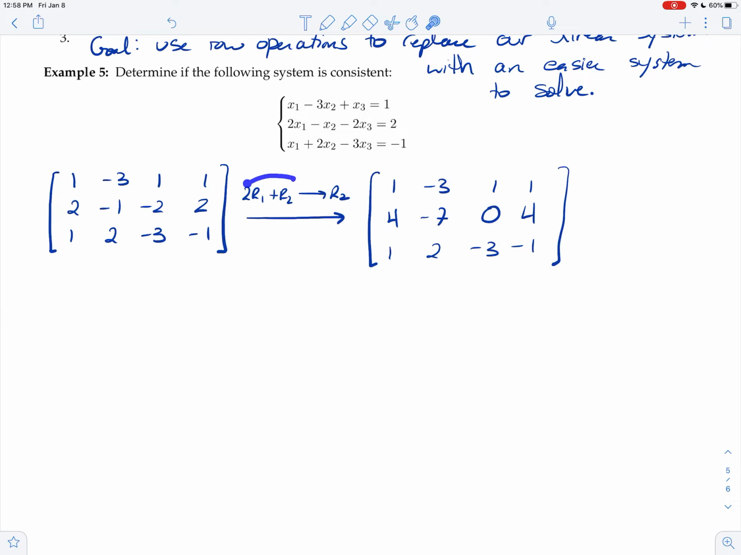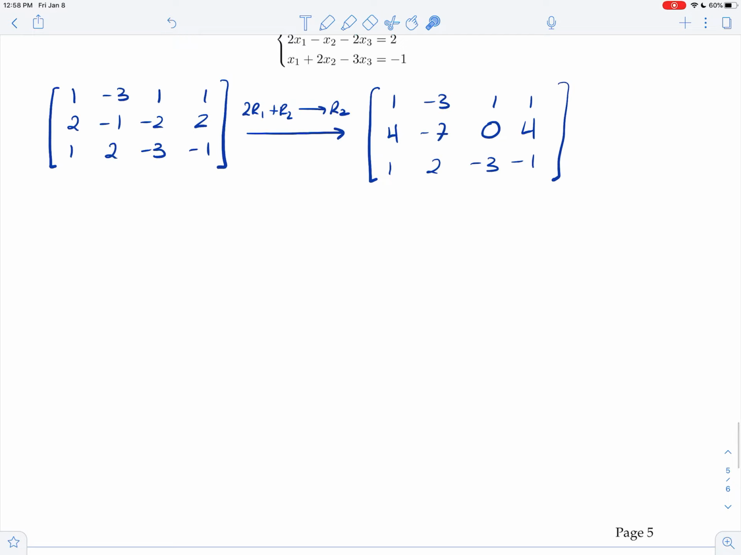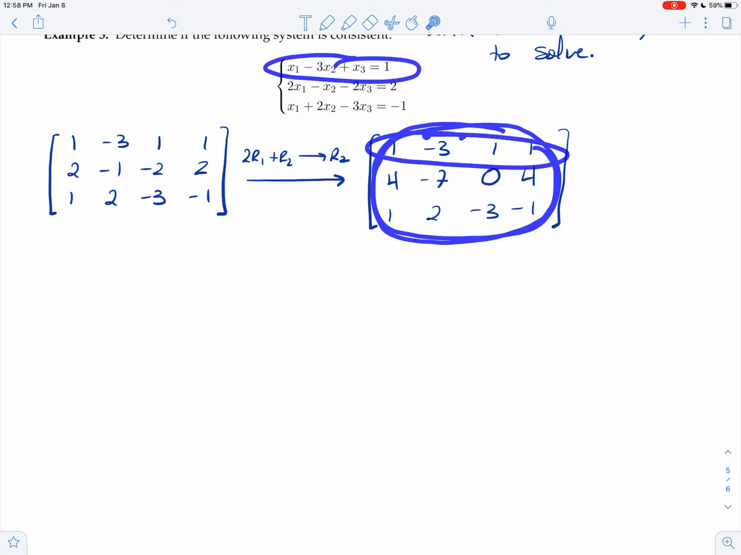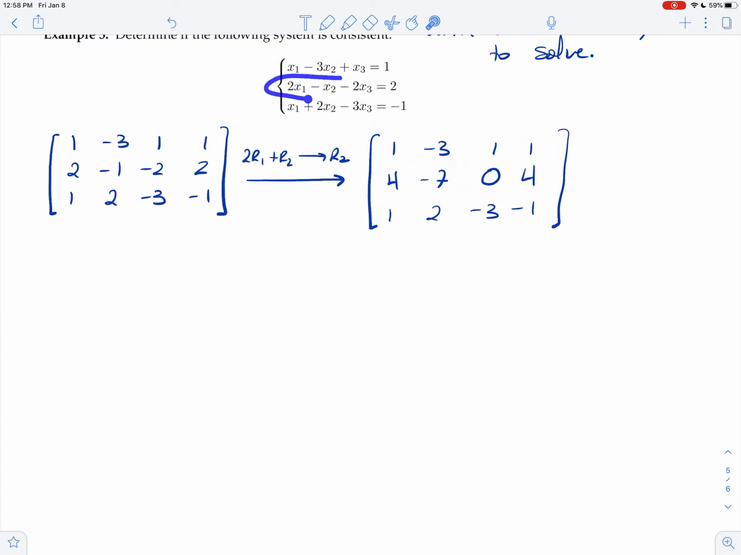And you want to write down what you did at each step, both for your sake and for the sake of your reader, which will often be me. So please actually bother to do that. Okay, so we eliminated the x3 in this equation. Notice that if I wanted, I could write down the system of equations that corresponds to this matrix. This equation is still right there. This equation is still right here, but this equation has changed. Now the equation would read 4x1 minus 7x2 equals 4. We got rid of x3 in this equation.